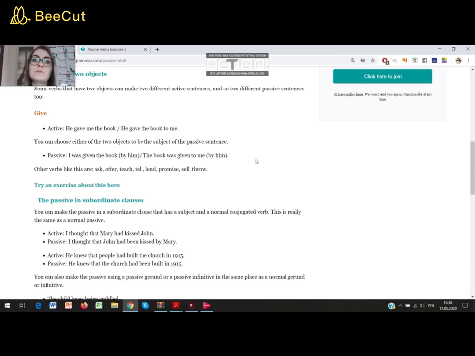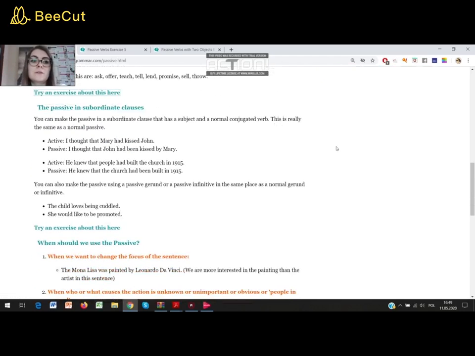So we have verbs with 2 objects. Some verbs that have 2 objects can make 2 different active sentences, and so 2 different passive sentences too. For example, "give", active: "He gave me the book", or "He gave the book to me." You can choose either of the 2 objects to be the subject of the passive sentence. For example, "I was given the book by him", or "The book was given to me by him." And other verbs like this are ask, offer, teach, tell, lend, promise, sell, and throw. And we will try the exercise in a second. So I will also open it here.